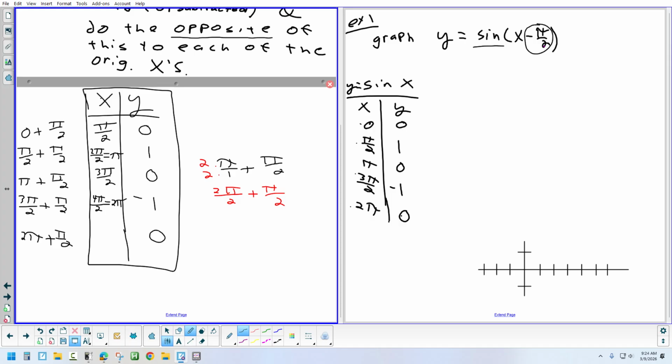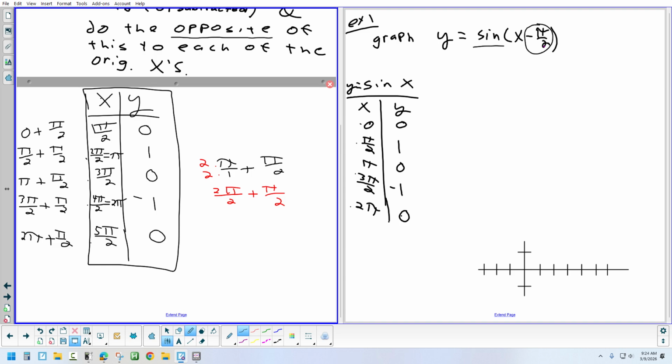Now, if you're doing this right, you should notice a pattern. And that's why I didn't reduce it right away, but I showed you what it reduced to after. 1 pi over 2, 2 pi over 2, 3 pi over 2, 4 pi over 2. What do you think the last one is? 5 pi over 2.